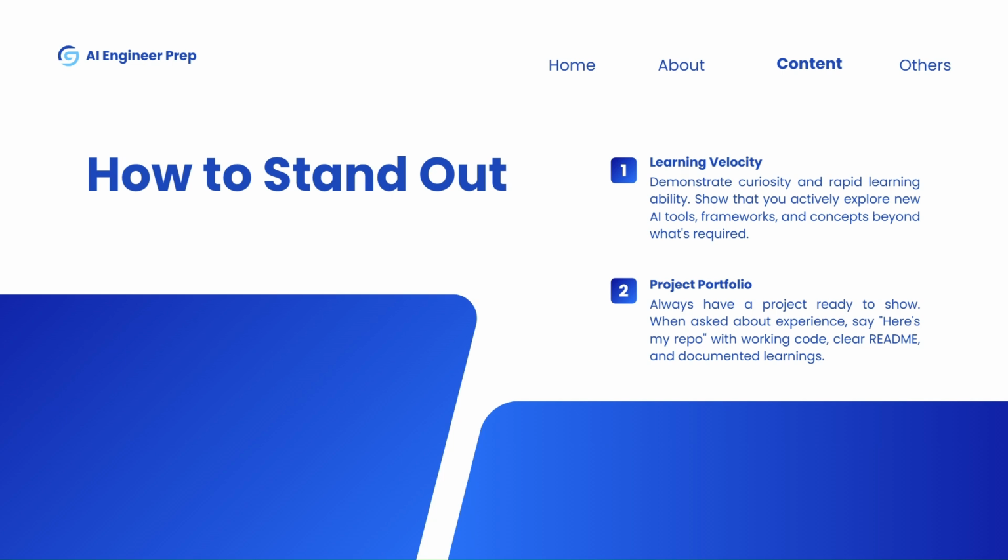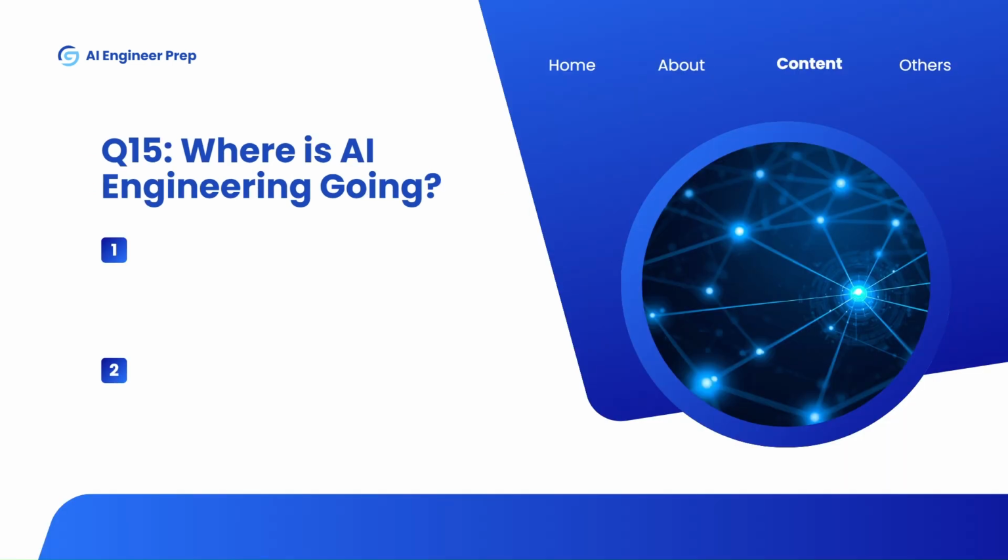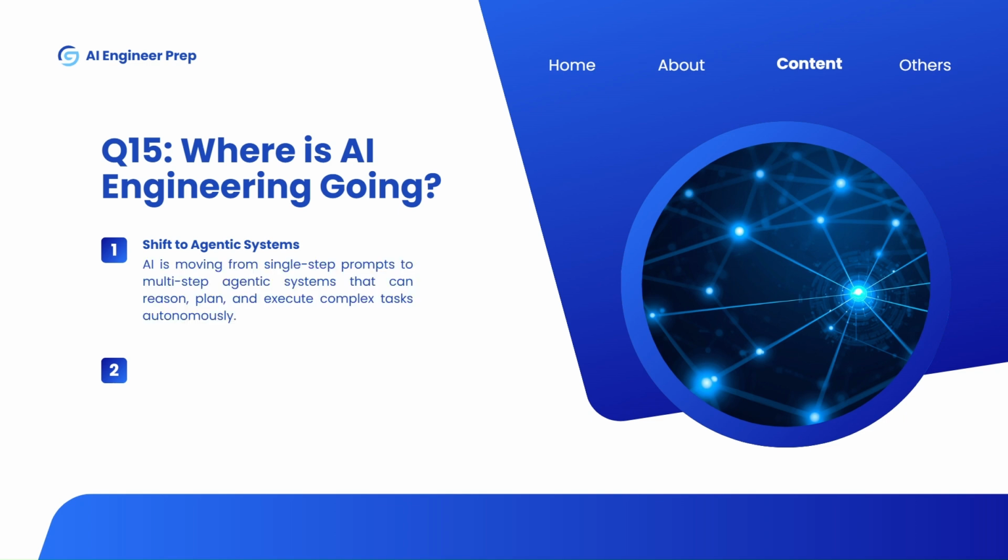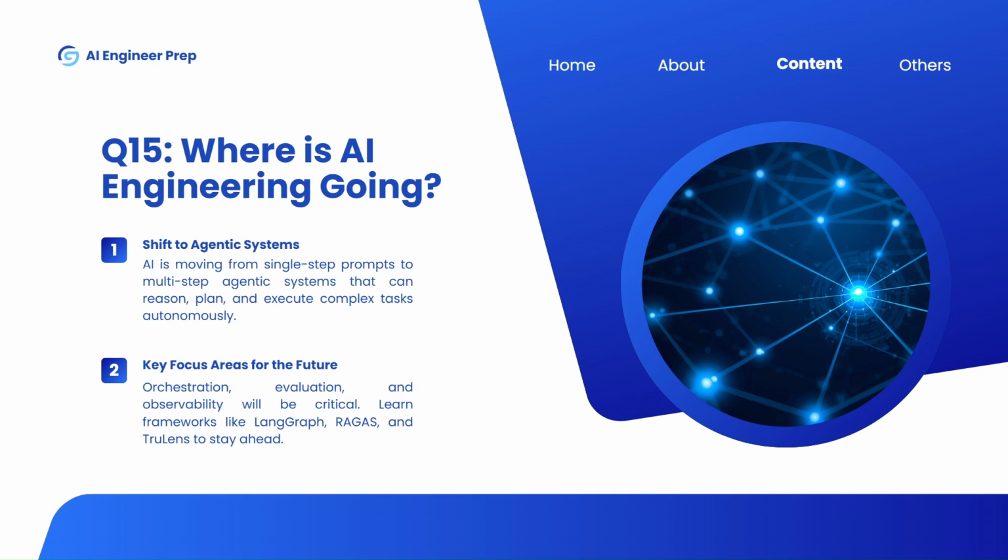Where is AI engineering going? Shift to agentic systems. AI is moving from single step prompts to multi step agentic systems that can reason, plan, and execute complex tasks autonomously. Key focus areas for the future: orchestration, evaluation, and observability will be critical. Learn frameworks like LangGraph, Ragas, and TruLens to stay ahead.